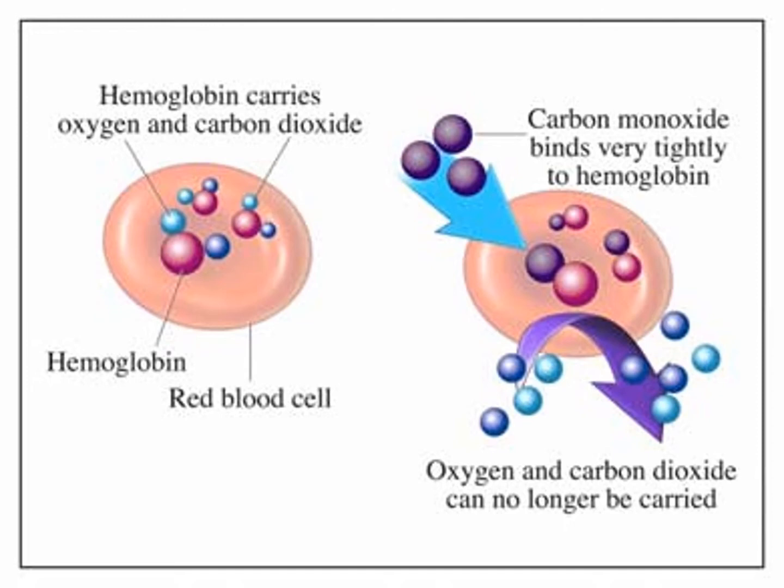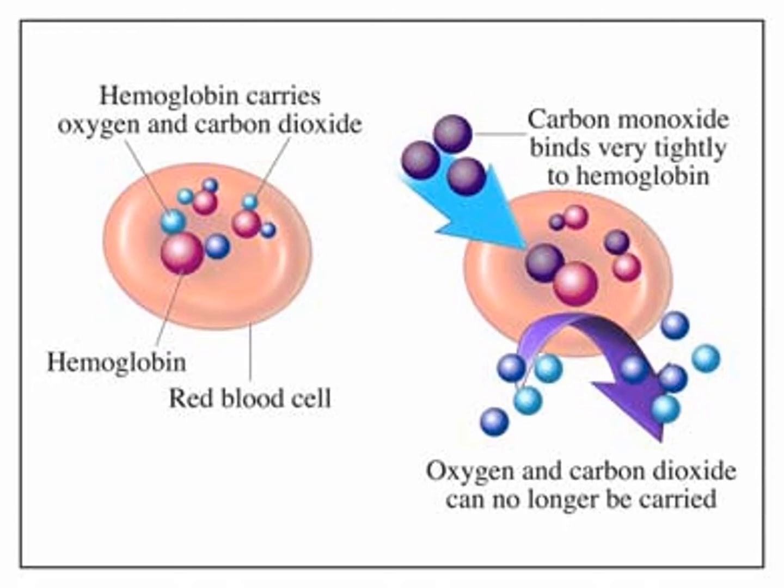So in this picture right now, you can see that this normal hemoglobin here can bind oxygen, and yes, can also bind carbon dioxide. But with this particular hemoglobin here, oxygen and carbon dioxide can no longer be carried because carbon monoxide binds very tightly to hemoglobin. Of course we know that normal hemoglobin can carry oxygen and can also carry carbon dioxide at the same time.